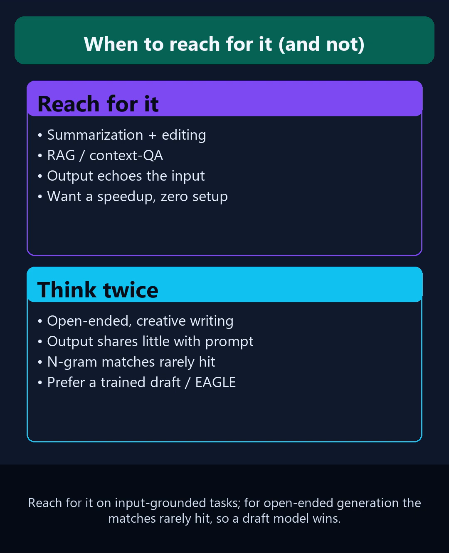So when should you reach for it, and when not? Reach for it on summarization, retrieval, and editing, where output clearly echoes the input, and when you want to speed up with zero setup. Think twice for open-ended, creative generation, where the output shares little with the prompt. There the n-gram matches rarely hit, so you gain little. For those, a trained draft model or EAGLE-style method wins.